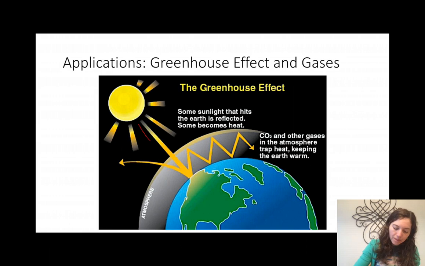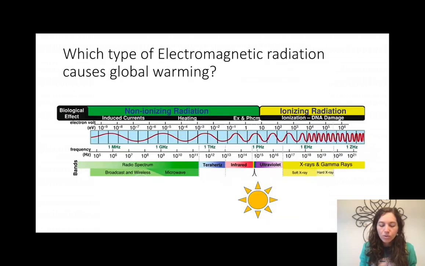When energy comes off the sun, it comes into our atmosphere, and some of that light is reflected, some of it is trapped by ozone, and some of it is trapped by things like carbon dioxide. Let's see how this molecule absorbs heat from the sun. The type of electromagnetic radiation that causes global warming is our infrared. Our ionizing radiation is absorbed in our ozone layer.